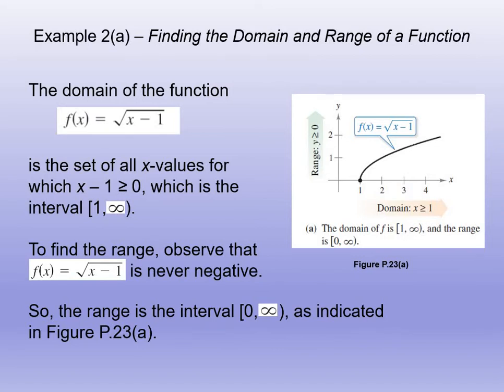Just to clarify, the domain, right, is 1 to infinity. The range is 0 to infinity, all of the y values. So we can say that y has to be greater than or equal to 0. That's an acceptable way to write the range.